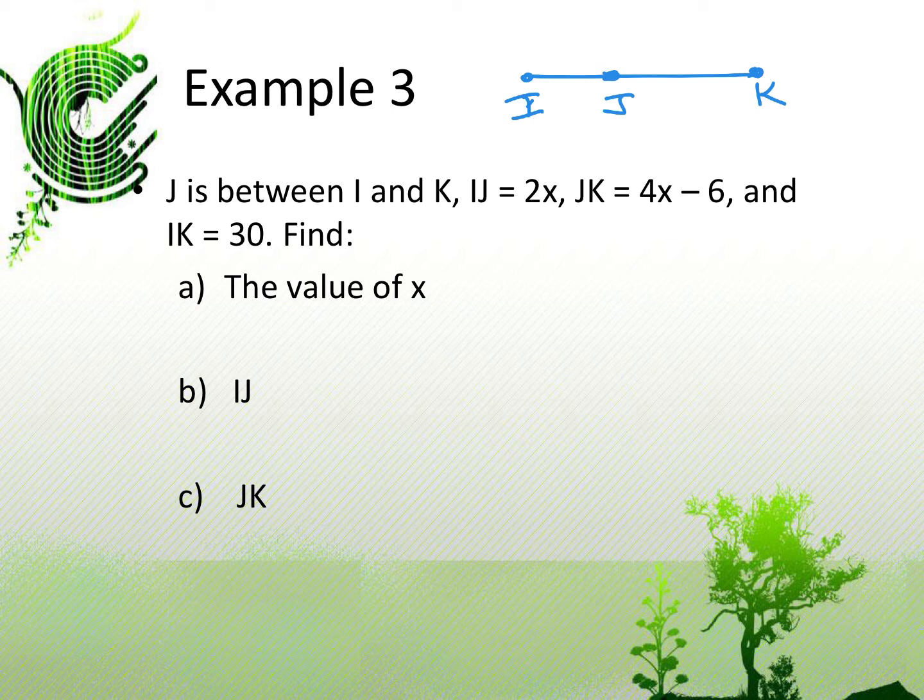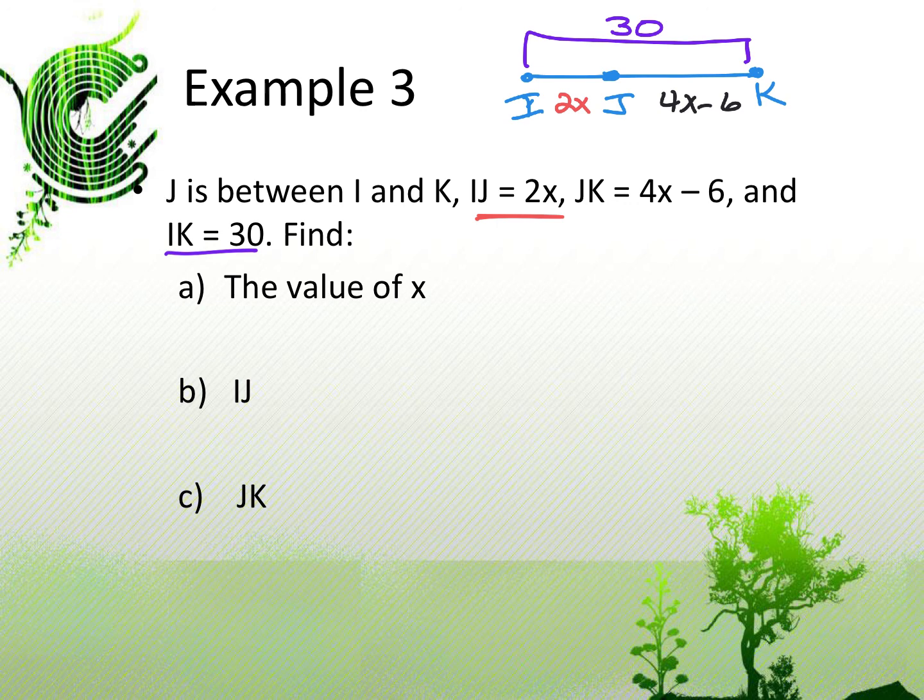So they told me that IJ is 2x. JK is 4x minus 6. And they gave me the length of the whole thing. IK is 30. So what I'm going to be using here is my segment addition postulate. Before, when we did this in the notes, they were numbers. But now we're going to use our algebra skills.